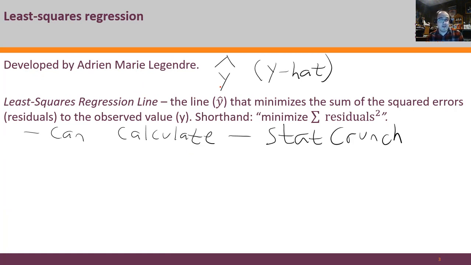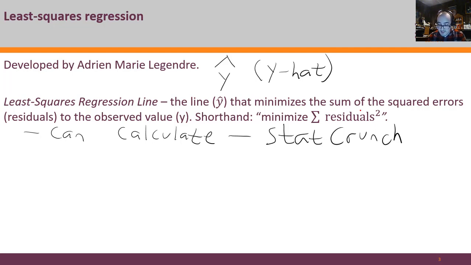This idea was developed by a French mathematician named Adrien-Marie Legendre, and that is this least squares regression line, that line of best fit. So the line y hat, y with a little hat on top, minimizes the sum of the squared errors or residuals to the observed value y. In shorthand, that's minimizing the sum of the residuals squared.